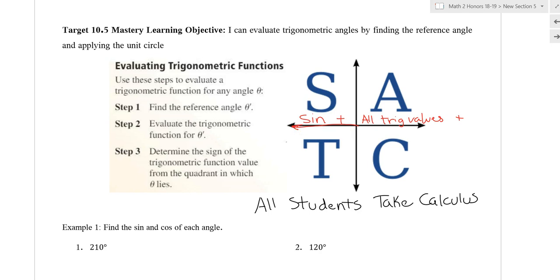In the third quadrant, tangent is positive. Again, that makes sense, for cosine is negative, and sine, which is my y, is negative. And then C, just cosine is positive here, right? Okay, that makes sense. Cosine is positive, sine is negative in that fourth quadrant. So all sine, tangent, cosine, or all students take calculus.